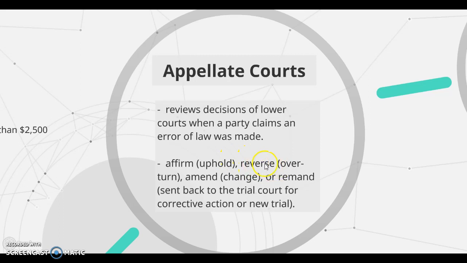They could reverse it, being the decision that the lower court made, which means they overturn it, or they can amend it, which means they change part of the outcome, or they can remand it, which means they send it back for a new trial. Maybe there was an error that they found in the process, and that error they feel warrants a new trial rather than them ruling on it themselves.